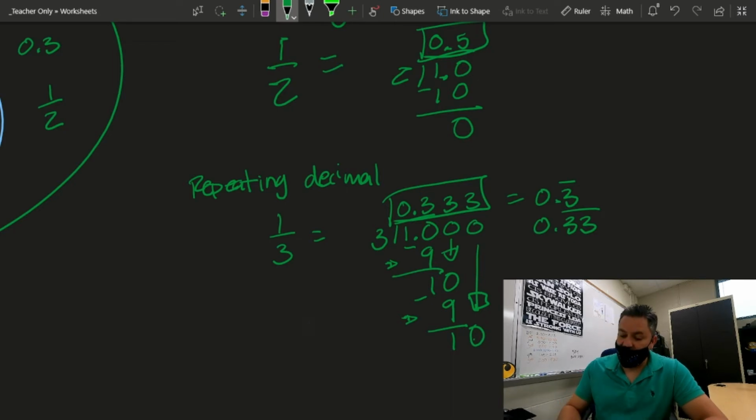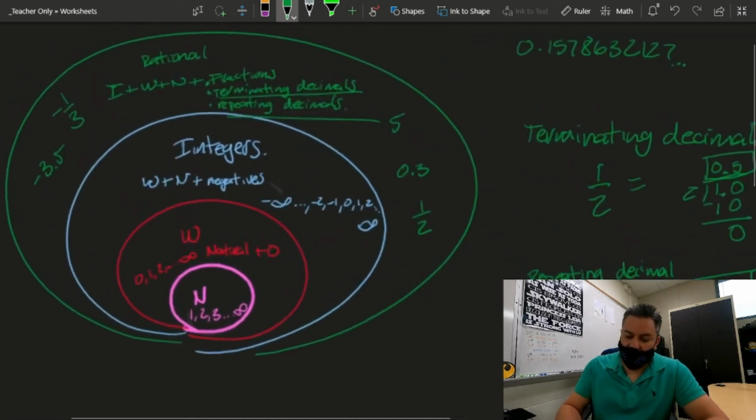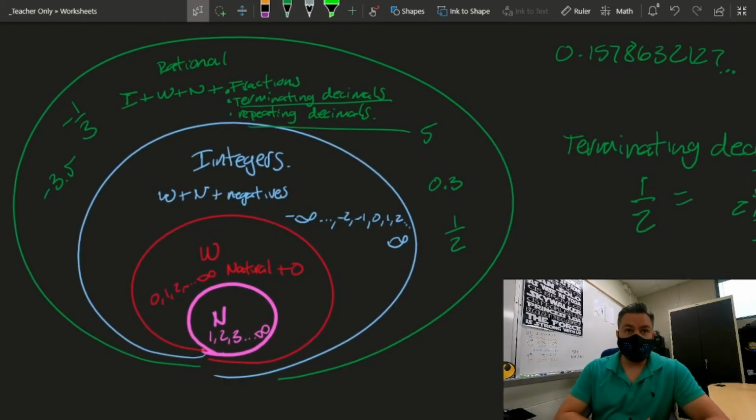So that's going to be inside the rational numbers only.